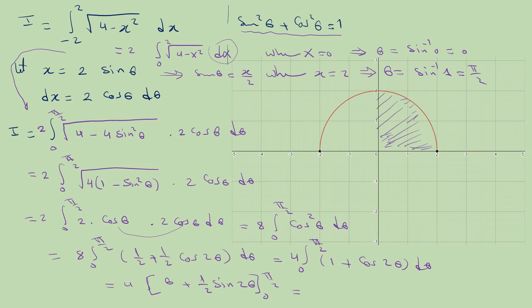First, we substitute with pi over 2, putting theta equals pi over 2 in this expression. Theta will be pi over 2 plus half sine 2 theta. 2 times pi over 2 is pi. Sine pi is 0. Minus, putting theta equals 0: 0 plus half sine 2 times 0. All will be 0. Then 4 times pi over 2 is equal to 2 pi... that is, pi square unit as the result.